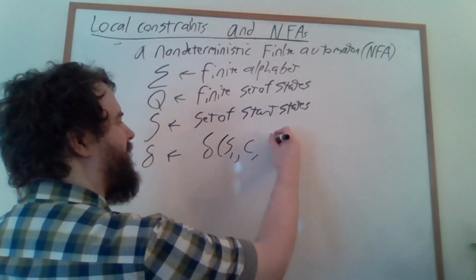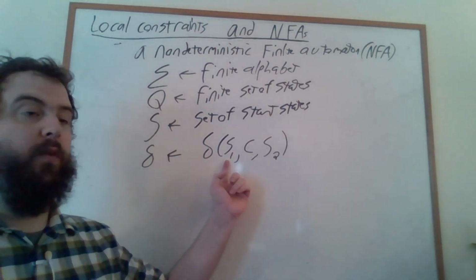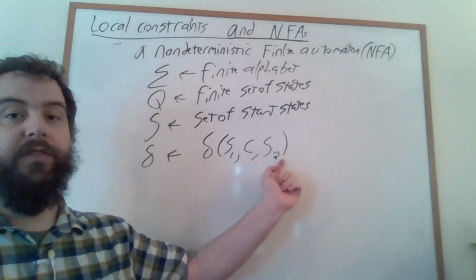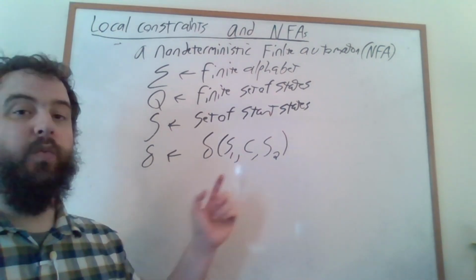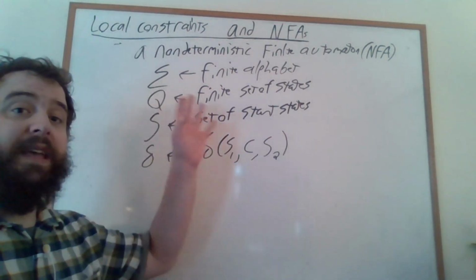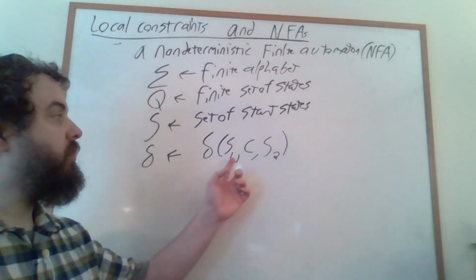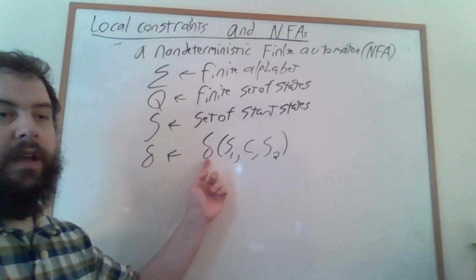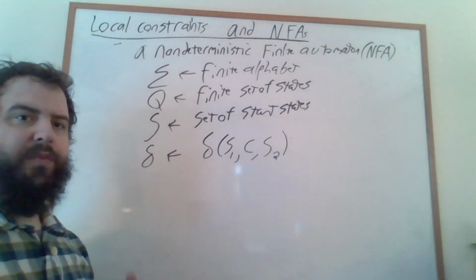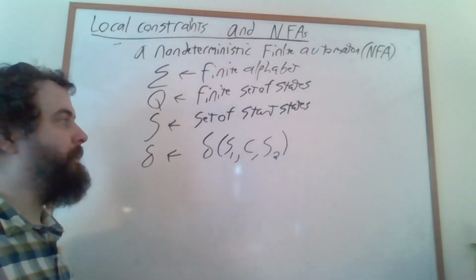1, some character, and state 2, if we can transition from state 1 to state 2 when we read the character C. We don't have to. There might be other states that we can transition to, but this is one of the possible transitions that we can make. This relation corresponds to what pieces are available in our triangular constraint system. The more pieces, the more triples satisfy this particular relation. And it could even be the case that every triple satisfies this particular relation, in which case we have a great deal of flexibility as to how we want to go from the start to the end.